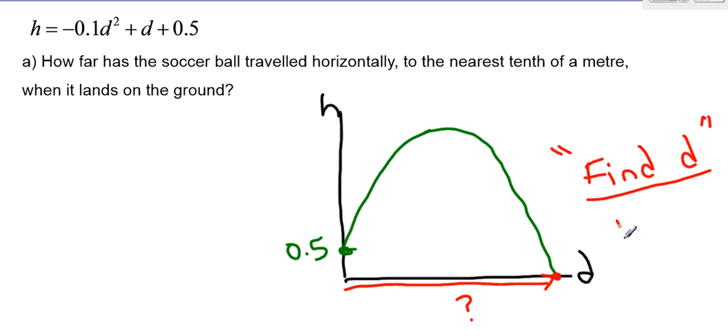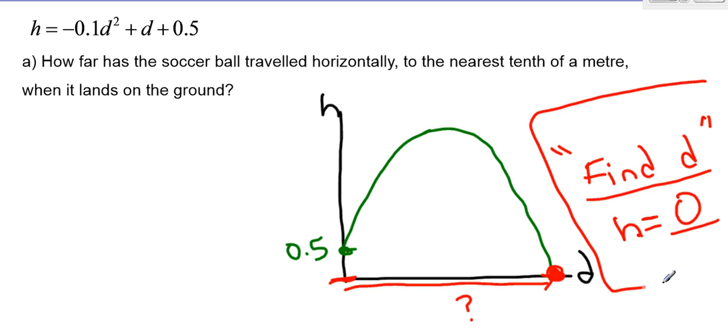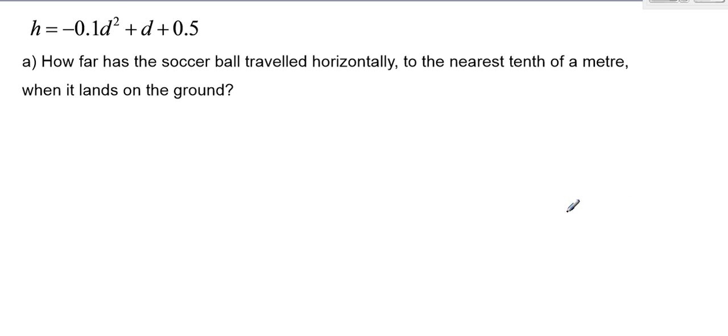So that means I must know what H is. This is the point I want to talk about, right? Because that's where it lands on the ground. What is the height? Well, you can see from this little diagram that the height must be 0. So this question, how far has a soccer ball traveled horizontally when it lands on the ground, is simply saying find D when H equals 0. So let's go ahead and do that math. Sorry, I just cleared that picture so we have space to do math. So we're going to find D when H equals 0.